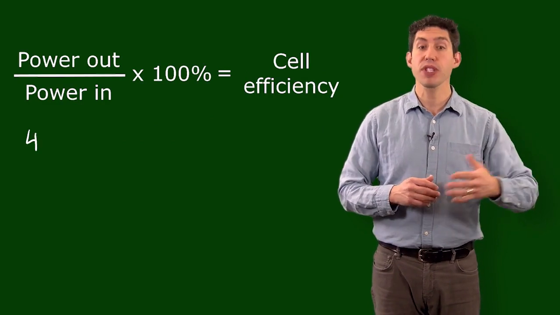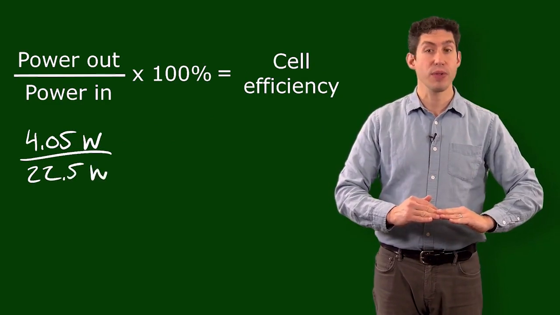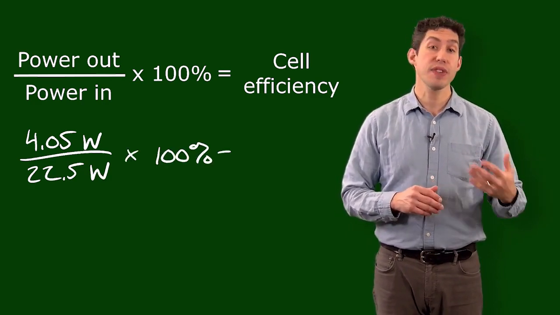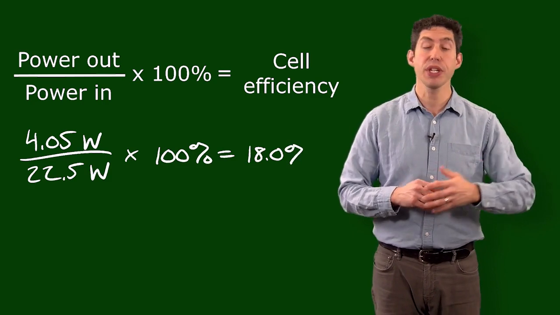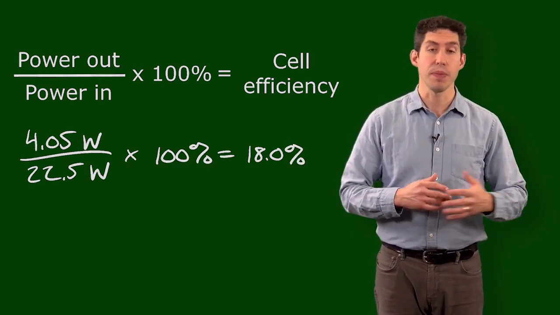We now have 4.05 watts of electrical output divided by 22.5 watts of irradiance for the cell area. Multiplying by 100, this gives us an efficiency of 18%, which is pretty good. This calculation scales the irradiance to the area of the cell. Next, we'll scale the area of the cell to standard test conditions for 1 square meter.